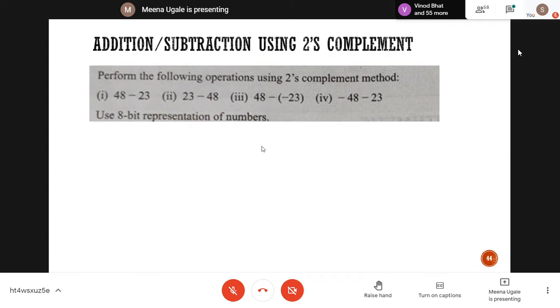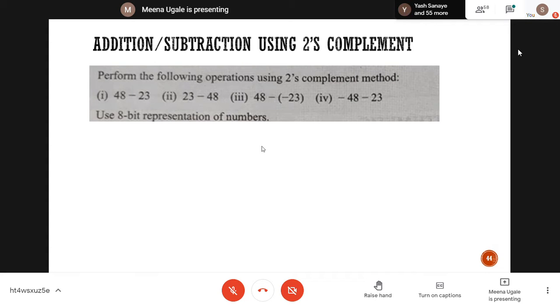Thank you, ma'am. Now you perform this one using 2's complement. We have 4 cases here, same numbers I have listed. You have to use 8-bit representation and then try it. Follow the way that I am saying.